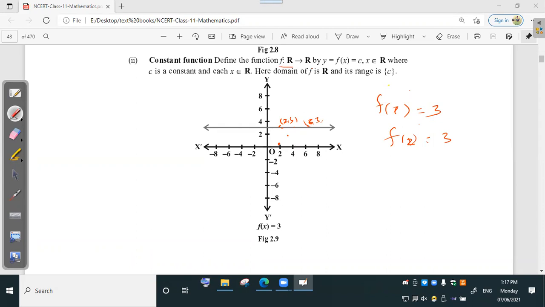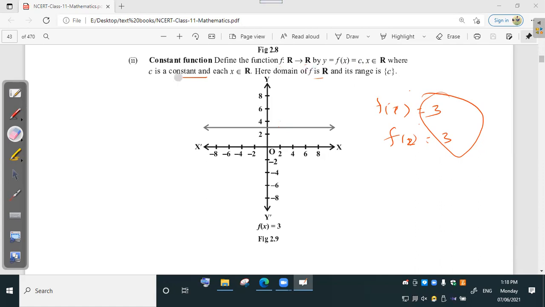It is defined as f is a function from real numbers to real numbers such that f(x) = c, x belongs to R, where c is the constant number, the domain is R, and the range is {c}. Range will be only c, and the domain will be all real numbers on the x-axis. So this is the second type of function, the constant function.